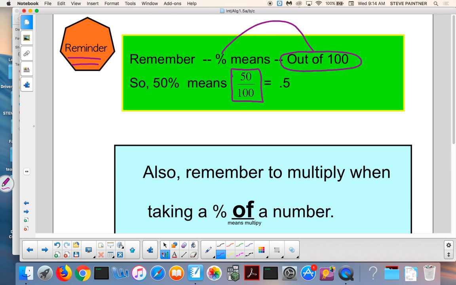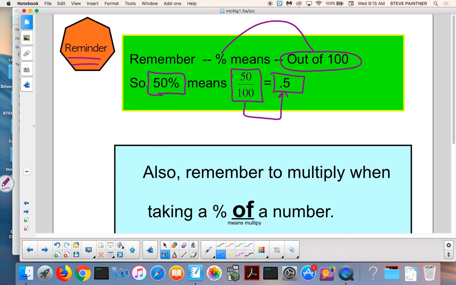So 50% means what out of what? 50 out of 100. If you get 50% on a test, you're probably not that happy, because that means you got 50 out of 100. But the deal is, 50 out of 100, if you type that in your calculator, the answer is what? 0.5. So all of these actually mean the same thing. 50% is 50 out of 100. 50 out of 100 is 0.5.